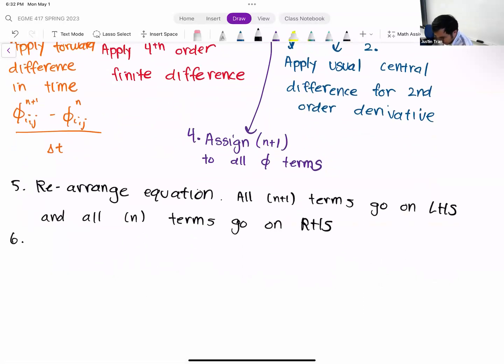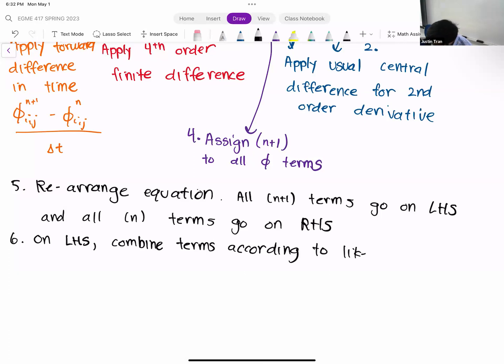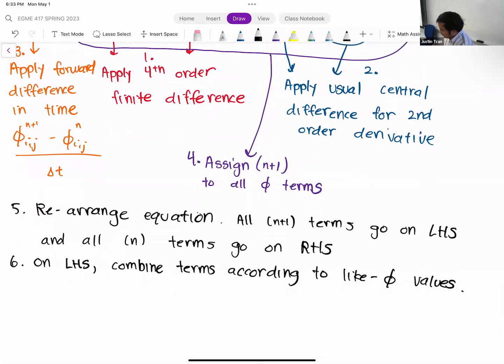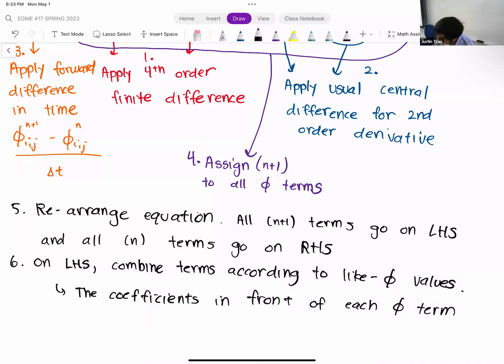Okay. All right, and so step 6, on the left-hand side, find all the like terms in terms of phi. Okay. And so you're going to arrange it in terms of the left neighbor, the right neighbor, 2 left, 2 right, up, down, and so on and so forth. Okay. Then once you do that, you're basically done. And so at this point, the coefficients in front of each phi term go into your code.